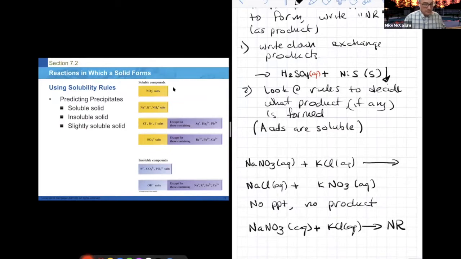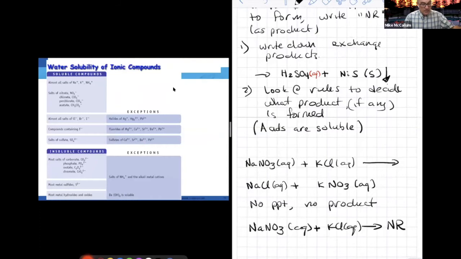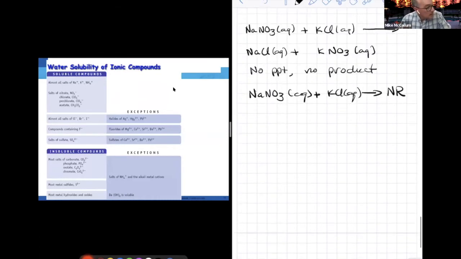This little box chart is supposed to show the solubility rules in a more visual manner. And here's another one. This is more complete. And it's worth it to go through and see what each rule really specifies. So this is like a longer version of the solubility rules, but the other one is more a working version.